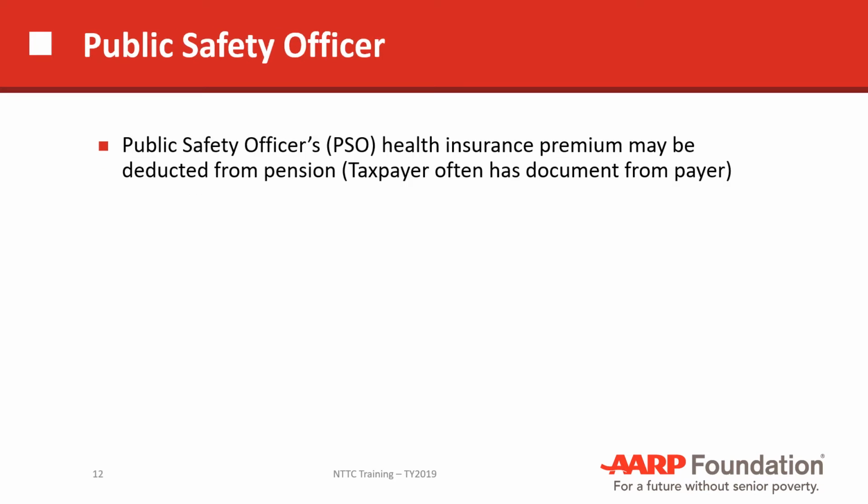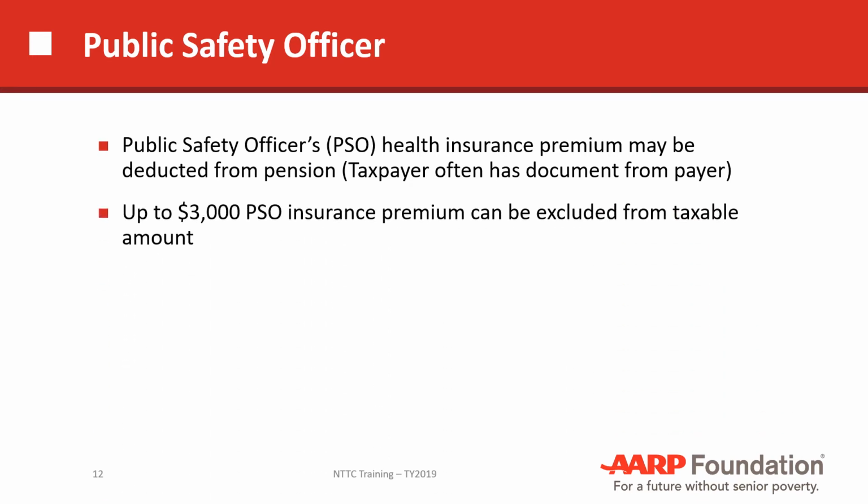Before we go any further, we need to talk about the public safety officer and what they qualify for. As a public safety officer, they qualify, once they retire, to be able to deduct their health insurance premiums from their pension each month. And that excludes that amount from being taxable at the end of the year. Taxpayers, the public safety officers usually know this, and they will make you aware of it if you don't pick up on it yourself.